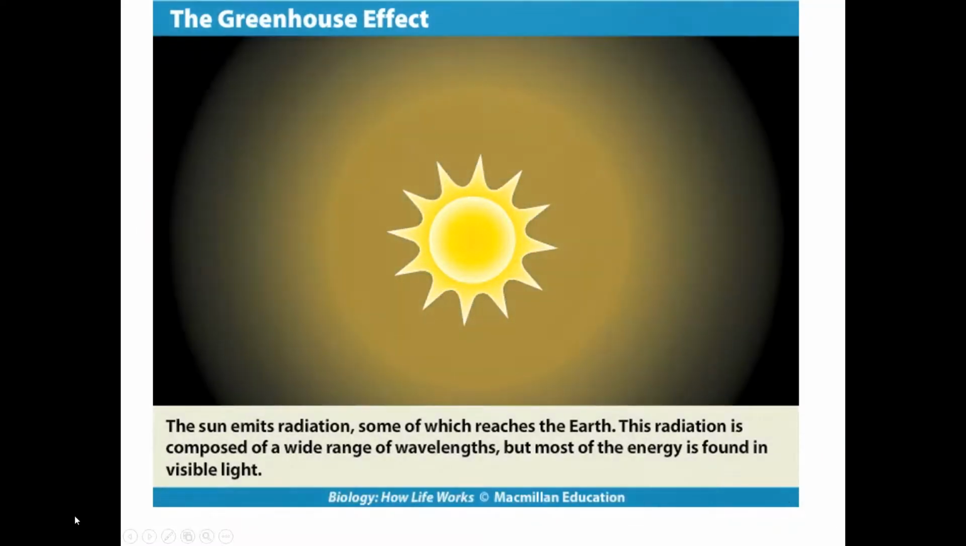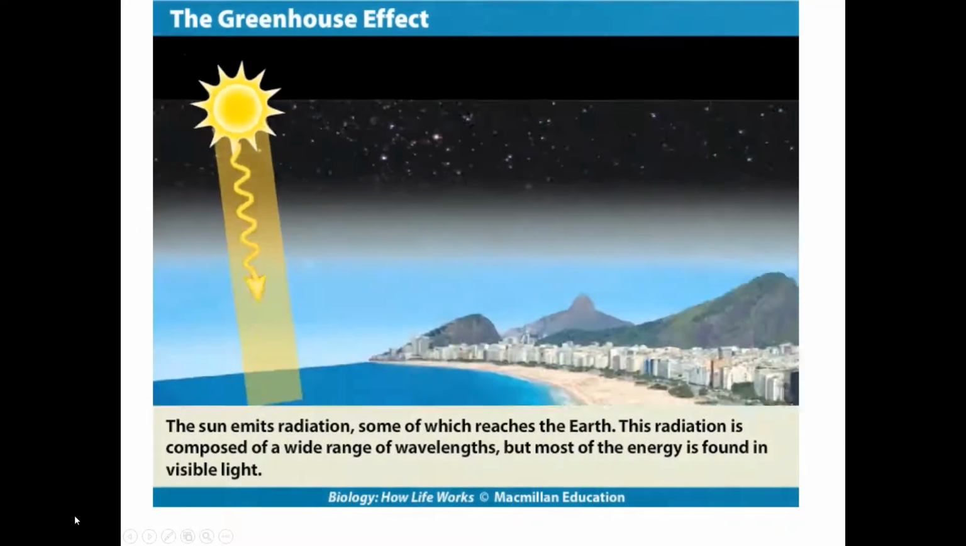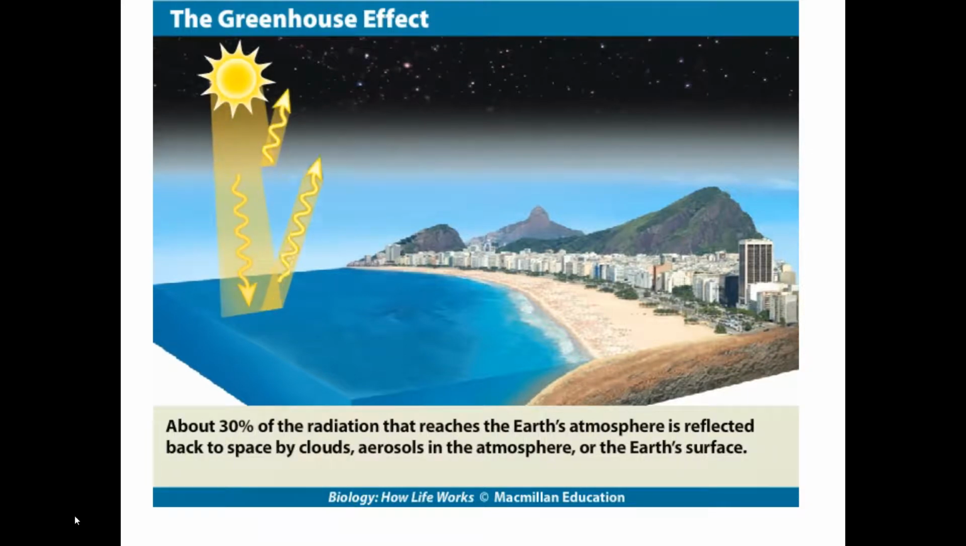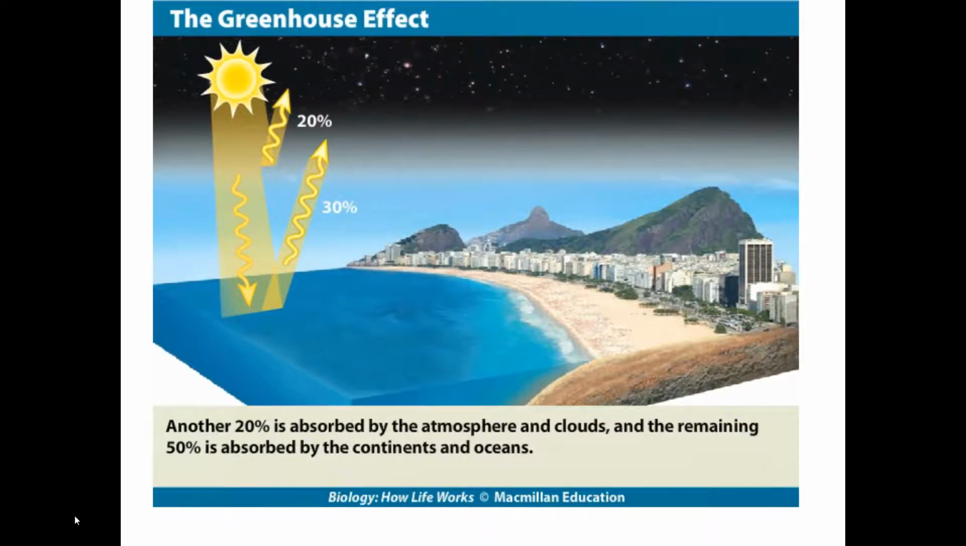The sun emits radiation, some of which reaches the Earth. This radiation is composed of a wide range of wavelengths, but most of the energy is found in visible light. About 30% of the radiation that reaches the Earth's atmosphere is reflected back to space by clouds, aerosols in the atmosphere, or the Earth's surface. Another 20% is absorbed by the atmosphere and clouds, and the remaining 50% is absorbed by the continents and oceans.